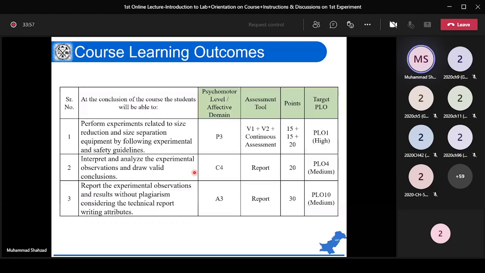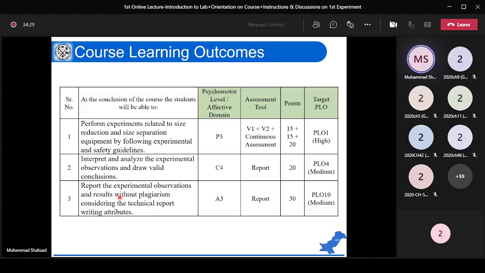And it is related to PLO4, investigation. You need to investigate the experimental data, analyze it, and deduce some new information, relate it to the standards. So you need to be able to do it, to develop such kind of ability. The third one is to report the experimental observations and results without plagiarism. The main focus is without plagiarism. 20% is allowed.